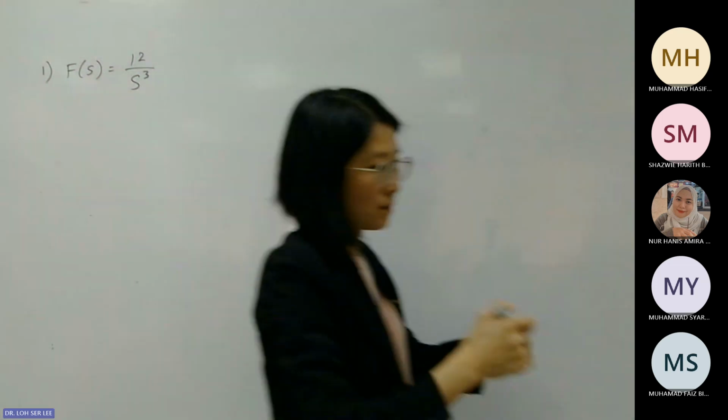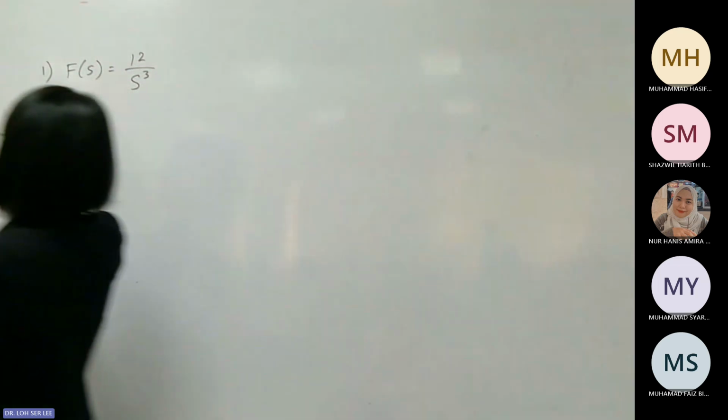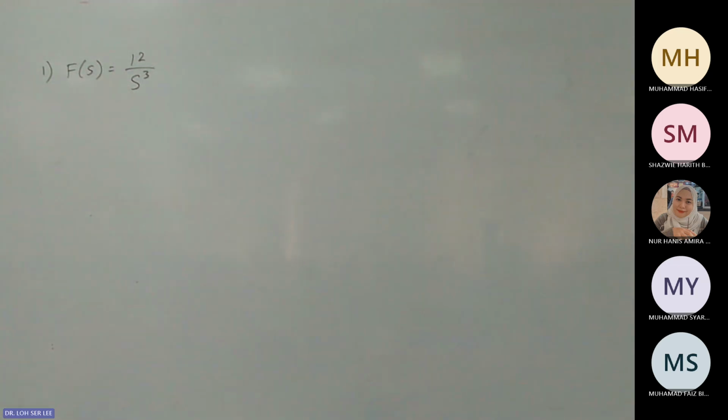Okay, this one, which formula do you have to use? 12 over s cubed. Refer to the list of formulas. Which one? First, second, third. We have to use the third one.